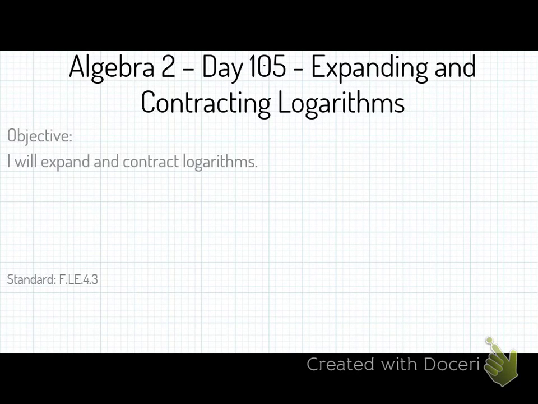Hi students, this is day 105. Today we're going to expand and contract logarithms.